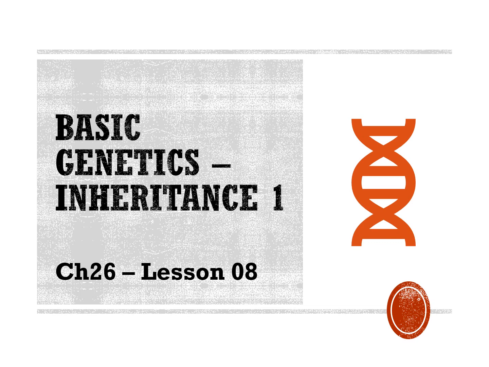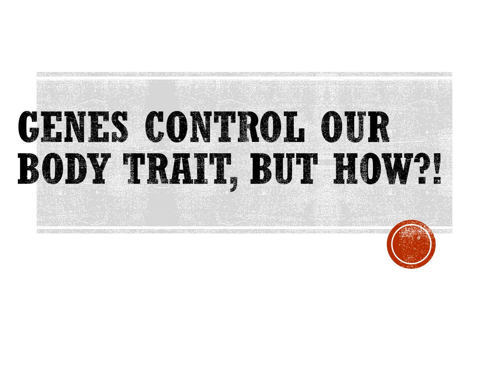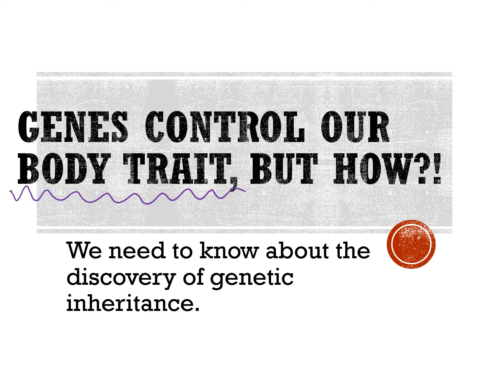Alright, let's start. In lesson 7, we talked about the theory of one gene, one protein. That one gene is able to produce one protein, and the protein affects and shows our body trait or body characteristics. How? In order to know that, we have to take a look at the basic genetics of inheritance.